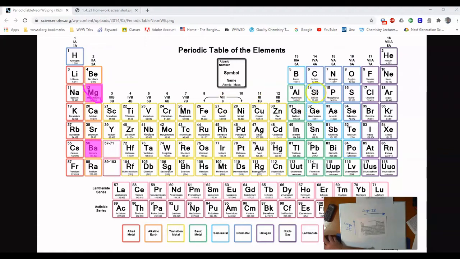And then we have boron. Boron's over here. Boron's further to the right, so it's harder to remove electrons from boron, right? And let's see, and oxygen. Right here. So those four: magnesium, barium, boron, and oxygen. We want to know which one has the largest first ionization energy. First ionization energy is just the amount of energy required to remove the first electron.